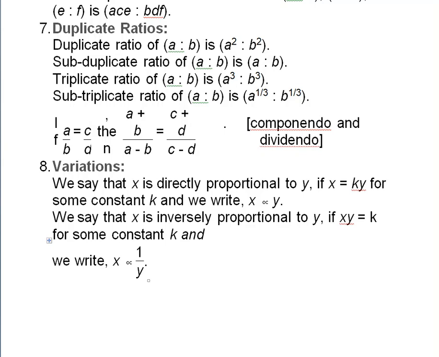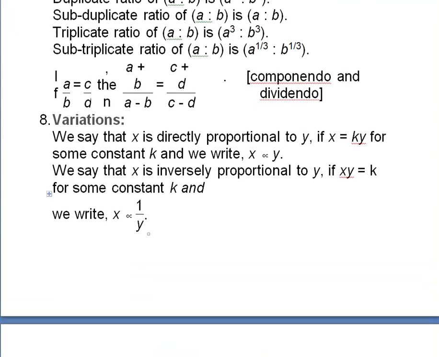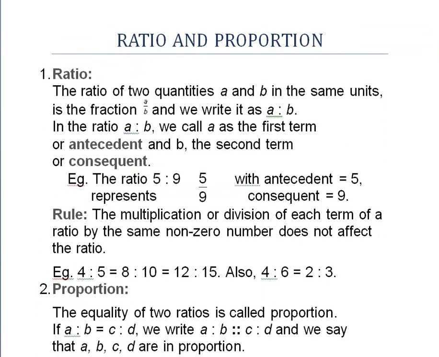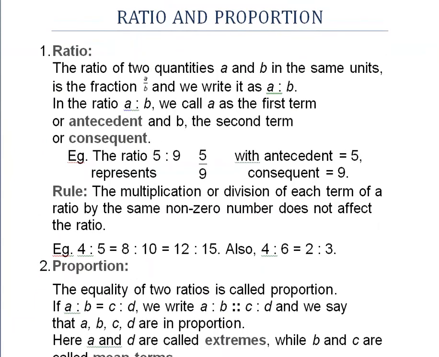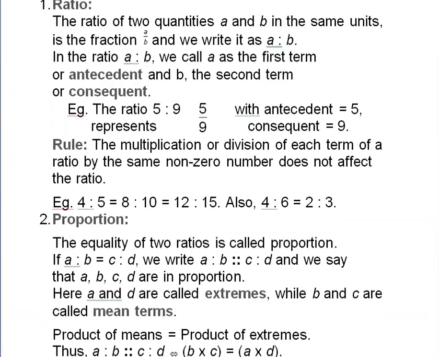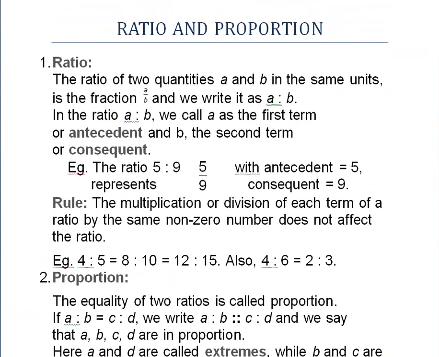This is about variations. We say that x is directly proportional to y if x equals ky for some constant k. Now we say that x is inversely proportional to y if xy equals k. So these are the basics of ratio and proportion. You can note it down or take a screenshot, whatever suits you. In the next part of ratio and proportion, we will go with the questions.